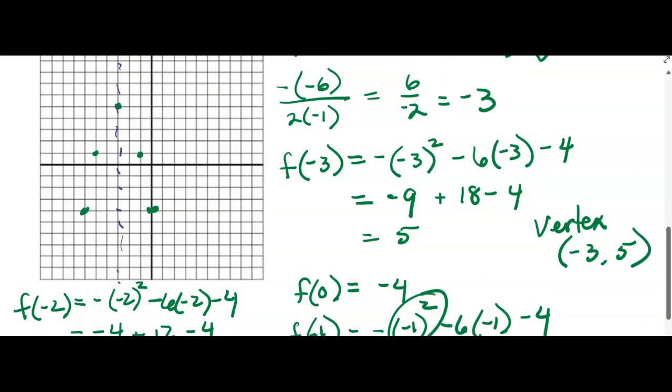Okay, so let's put that in. Negative 2, 4 is going to be right there, and there's 1 on the other side. Now I have lots of points. I didn't need that many. Okay, and there we go.